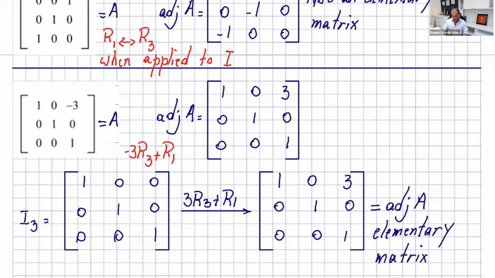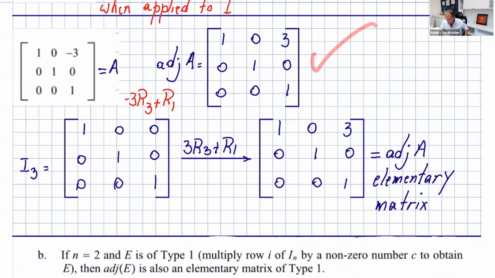And this one, if you take I3 and you do -3R3 plus R2, you get that matrix, the adjoint of that matrix, you get this, and I used technology for this one. And this is, if you take I3 and you do 3R3 plus R1, you get the same matrix. So I performed one operation to I3, and I got this matrix. Therefore, the adjoint of A or E in this case is an elementary matrix.